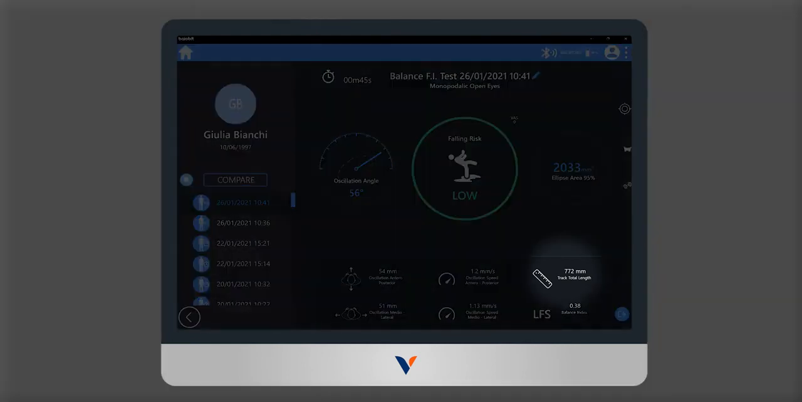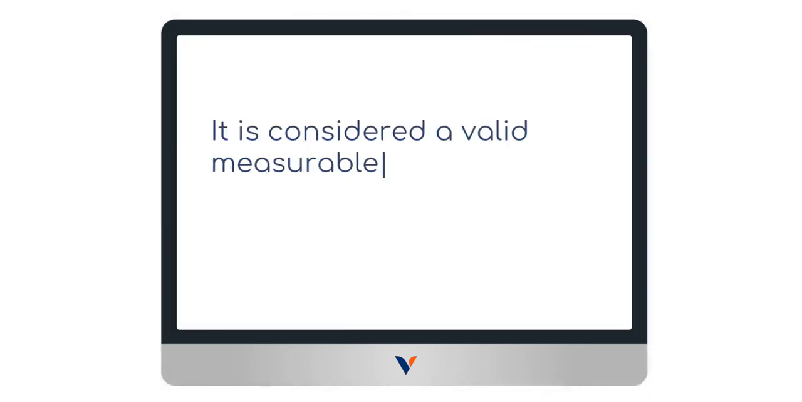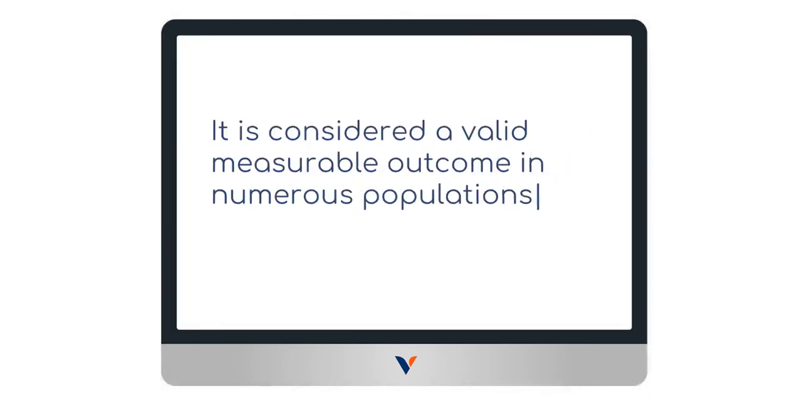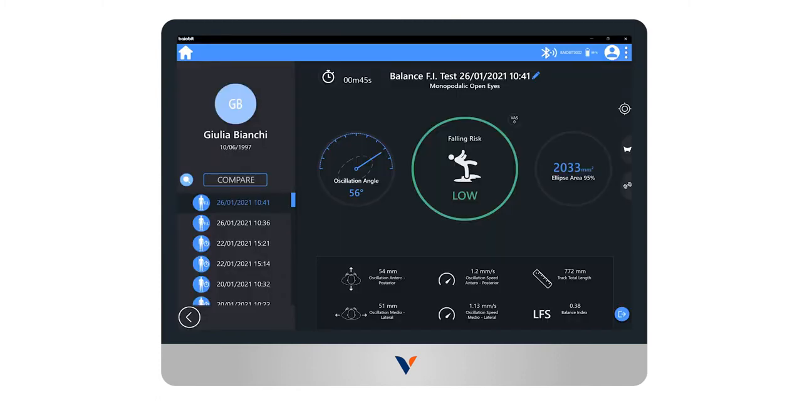The trajectory length of the center of mass. It is considered a valid measurable outcome in numerous populations and conditions of equilibrium. The shorter the length of the path, the better the postural stability. Obviously, in the evaluation of this index, it is necessary to take into account the duration of the test. With equal performance, in tests of longer duration we will have a greater track length.